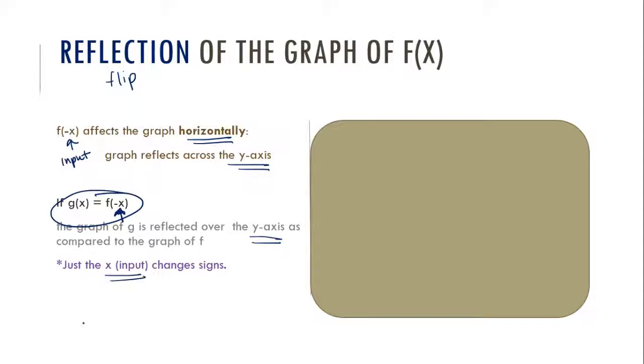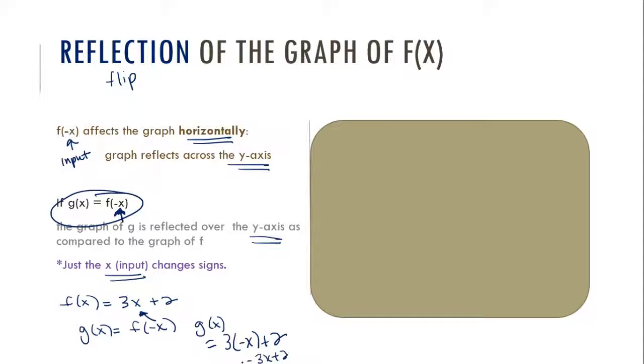Just the x. So let's say, for example, you had a function f of x equals 3x plus 2, and then g of x was f of negative x. The only thing that would change is the x. I wouldn't change anything else. I would just change this x into a negative. So my g of x function would become 3 times negative x plus 2, or negative 3x plus 2. That's it. I'm just changing that x input.